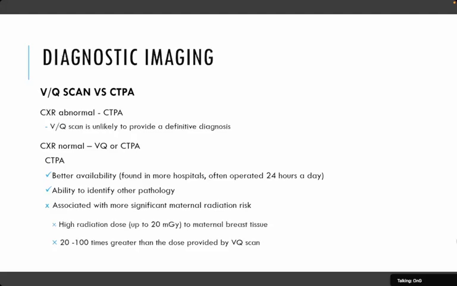It's, however, associated with a more significant maternal radiation risk. And radiation doses of up to 20 milligrams to maternal tissue increase the likelihood of the woman having breast cancer. And these are much higher than those provided by a VQ scan. In terms of which one is more sensitive and specific, the studies that have been done comparing the two for the detection of a PE in pregnancy have found comparable negative predictive values with no difference between the number of positive tests, non-diagnostic tests, or normal scans.